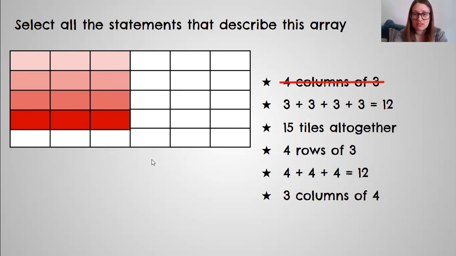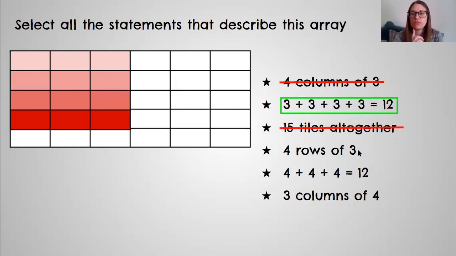That seems right. 3 plus 3 plus 3 plus 3 equals 12. Yeah, so that statement is true. That statement fits with this array. Now, if I just figured out that there were 12 tiles in this array, would it make sense to say there's 15 tiles altogether? No, we can easily rule that one out.